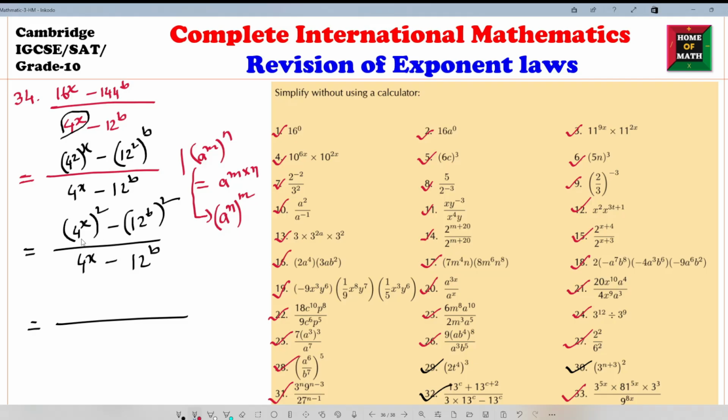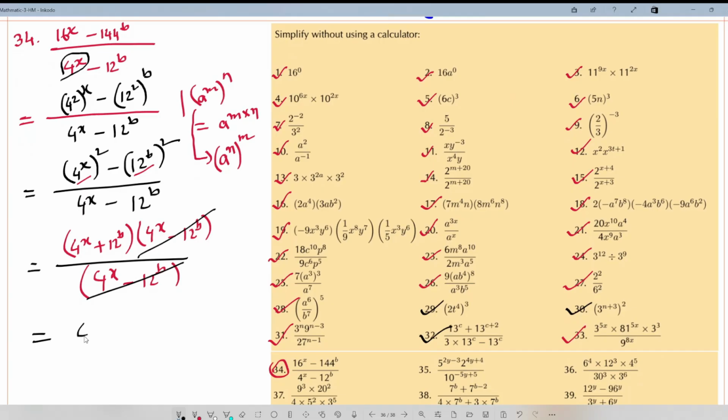Now look, here is 4 to the power x squared and 12 to the power b squared. So this one is looking like a squared minus b squared. We can write it like this: 4 to the power x plus 12b times 4 to the power x minus 12b, right? And here 4 to the power x minus 12b. So this one and this one we can omit, and finally our answer is 4 to the power x plus 12 to the power b. Therefore our number 34 is done.